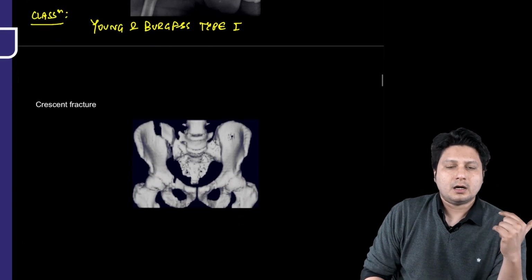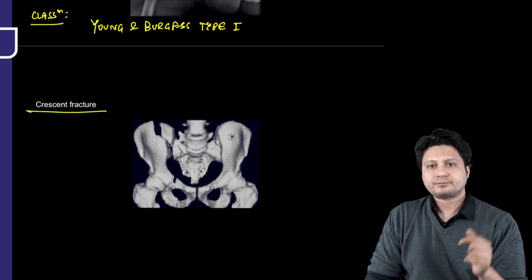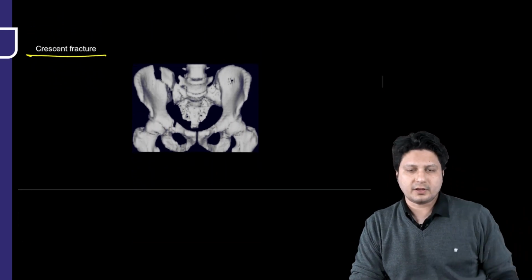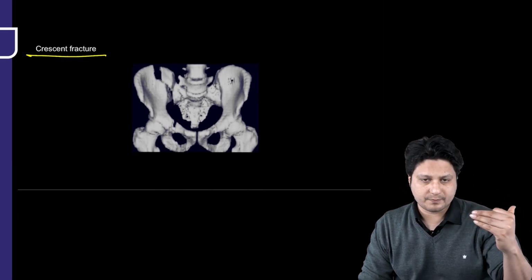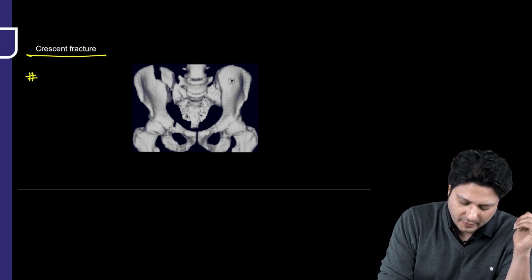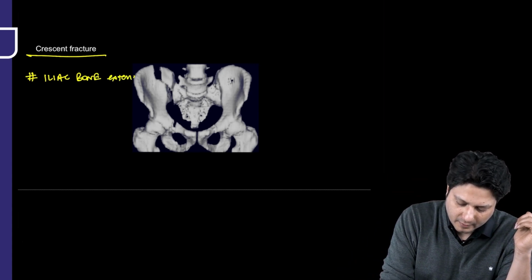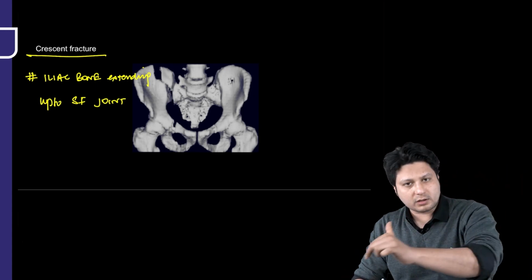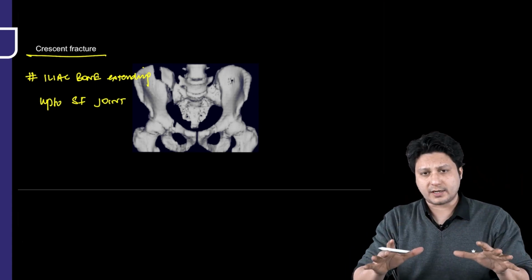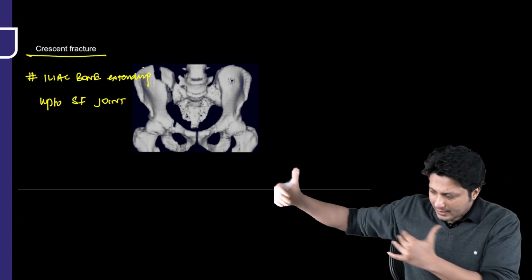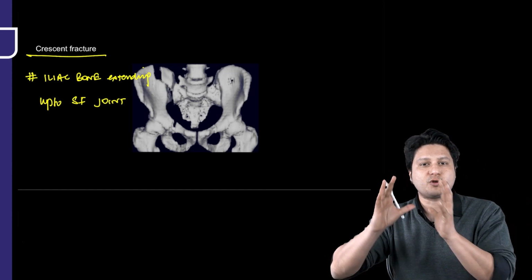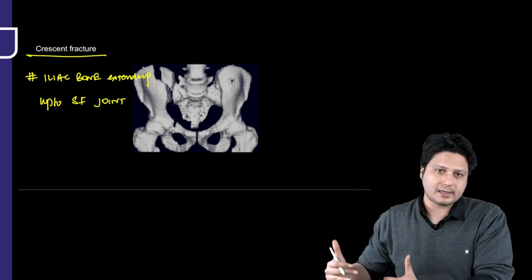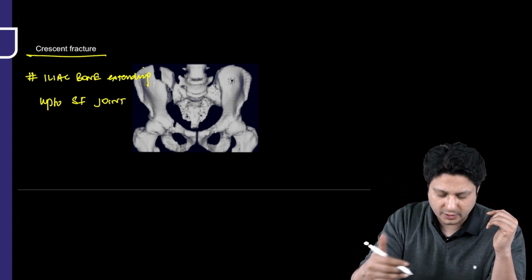Now, the second type of eponymous fracture is the crescent fracture. What is happening in crescent fracture is that the pelvis is subjected to a lateral force. So in crescent fracture, there will be a fracture of the iliac bone which extends up to involve the sacroiliac joint. It will be a fracture of the iliac bone extending all the way up to the sacroiliac joint. It is not very difficult to understand that if the pelvis is subjected to a lateral force, then the first bone to be encountered will be the iliac bone, so it will result in iliac bone compression or iliac bone injury.